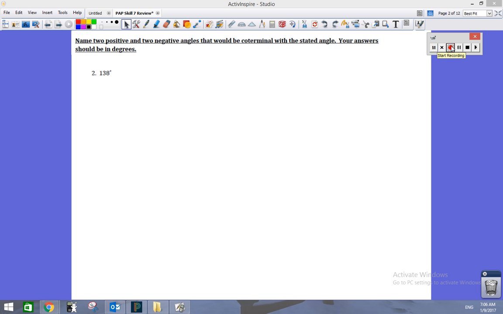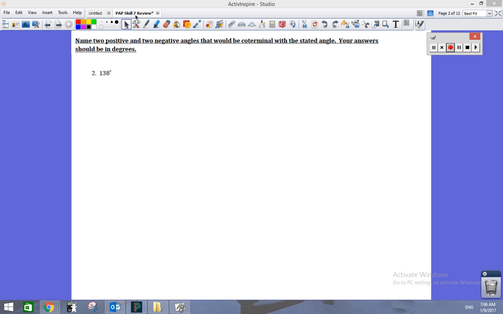Alright, so let's take a look at this problem number 2 in our skill packet review for skill 7. It wants us to name two positive and two negative angles that would be coterminal to this angle that's stated of 138 degrees, and it wants our answers to be in degrees.